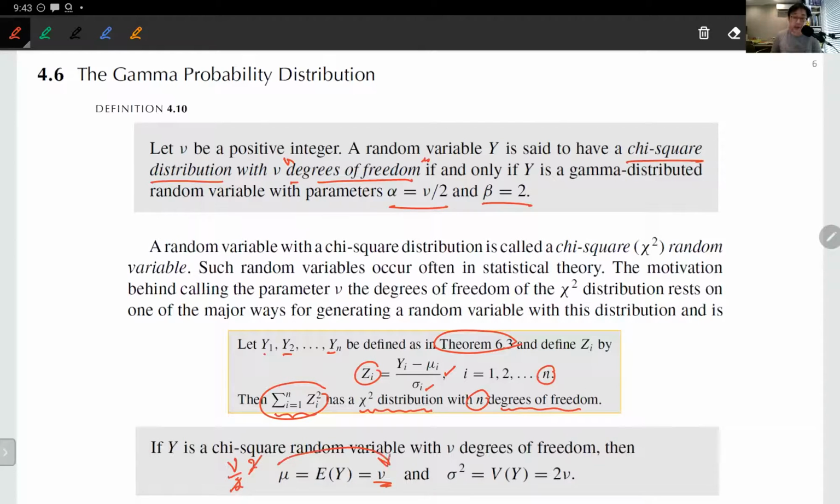And the variance is alpha beta squared. Alpha is just nu over 2, beta squared is going to be 4. So it's going to be 2 nu. There you go.